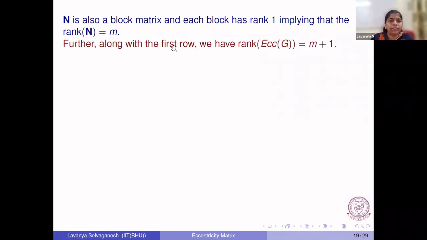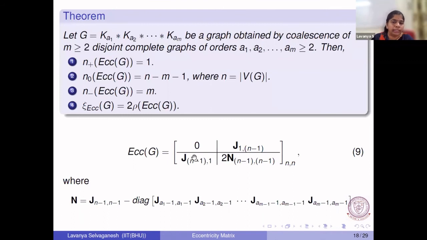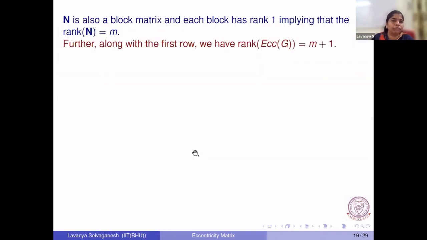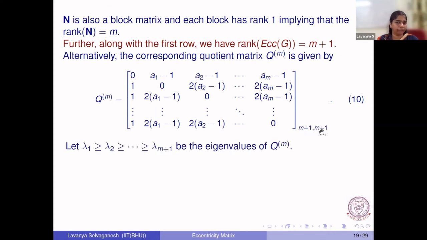Now, along the first row, here the first row is not dependent, as we can see. So we get that the rank of this matrix is going to be equal to m plus 1, right? Alternatively, looking at the quotient matrix, it has this representation, where for each block the entries come out to be the size of that block: A1 minus 1, A2 minus 1, and so on. This matrix is again an m plus 1 by m plus 1 matrix, and it is of full rank.